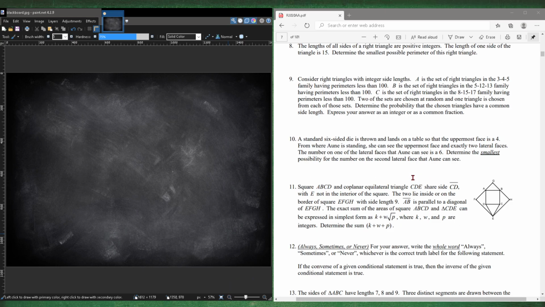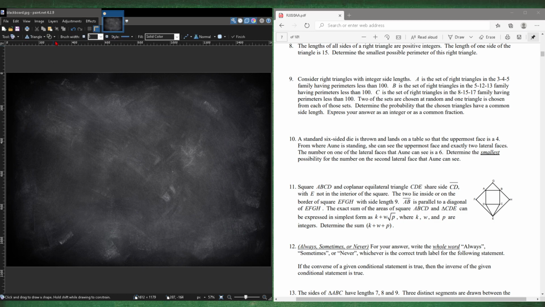Okay, number 11. Square ABCD and coplanar equilateral triangle CDE share side length CD, and E is not in the interior of the square. So it's basically just describing this picture. And they said that the square of EFGH has a side length of 9, and find the exact sum of the area of the smallest square and the equilateral triangle. Okay. And it's in this form, and then basically we add the coefficients.